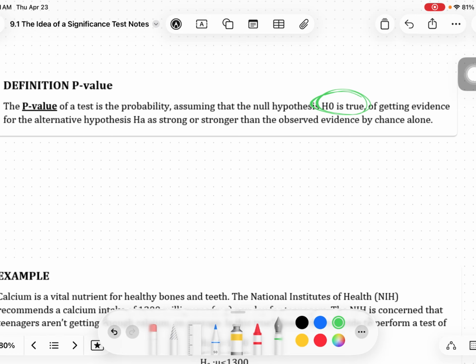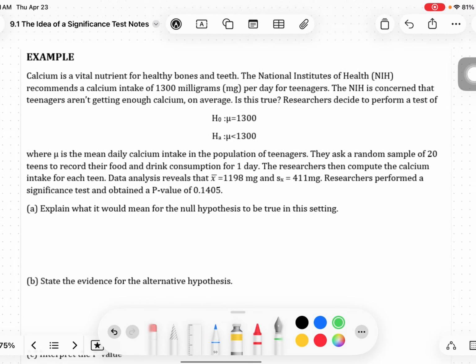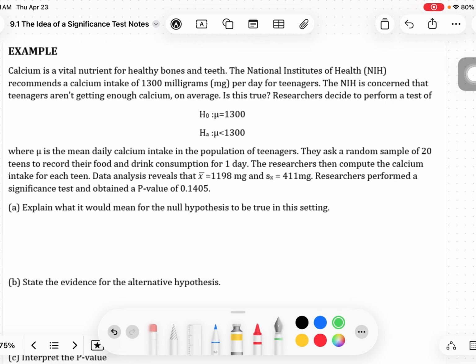And we use this phrase strong or stronger. We might say weak or weaker, more extreme. The likelihood we would get that sample value or something more extreme if the null hypothesis was true. That's a little much to take in at first, but the more you think about it, hopefully the more comfortable you can get with it.